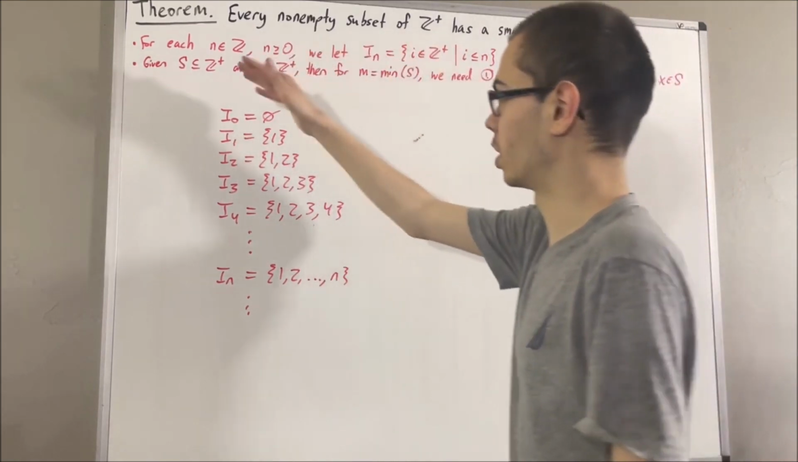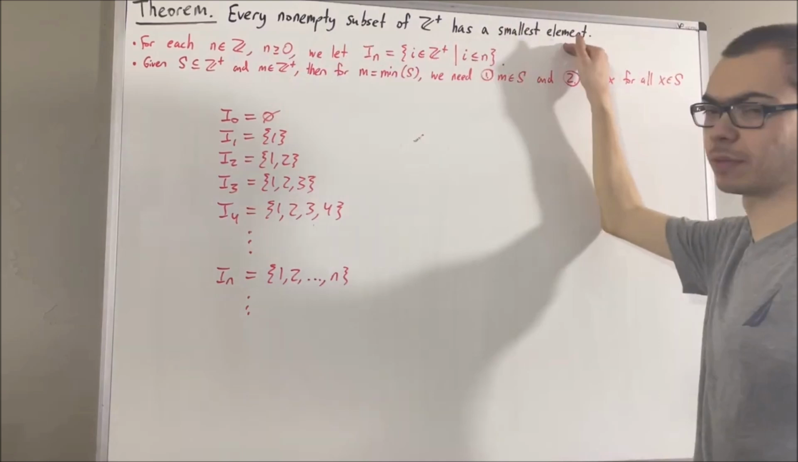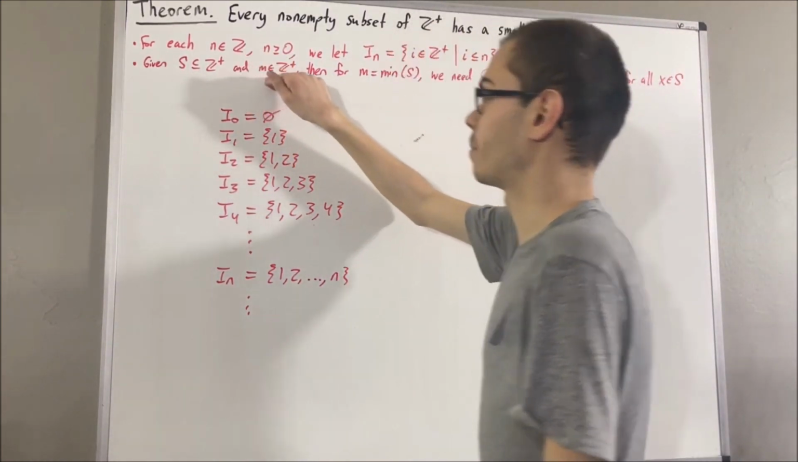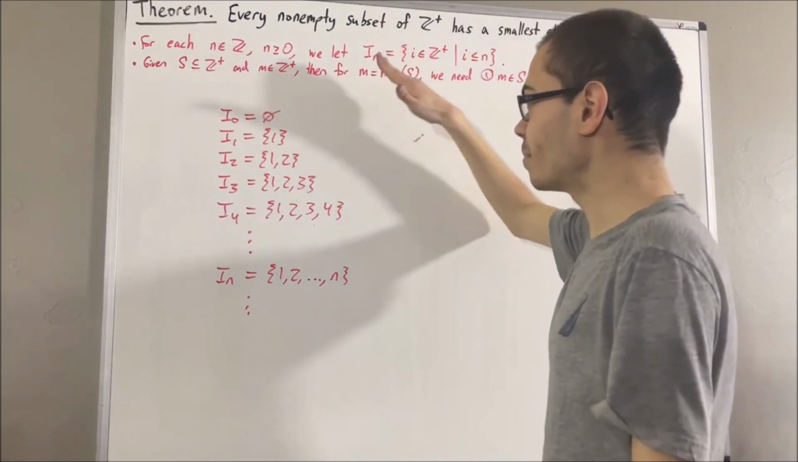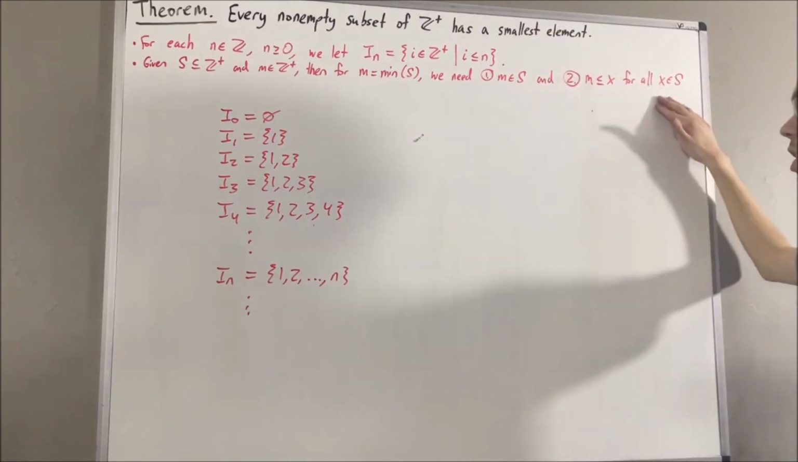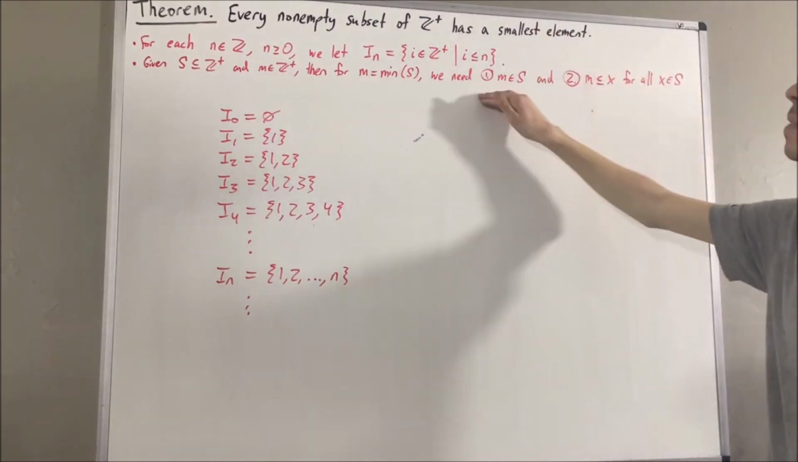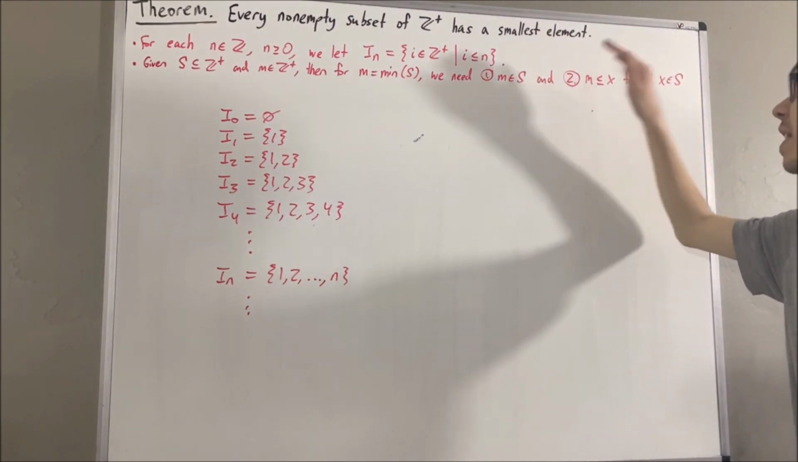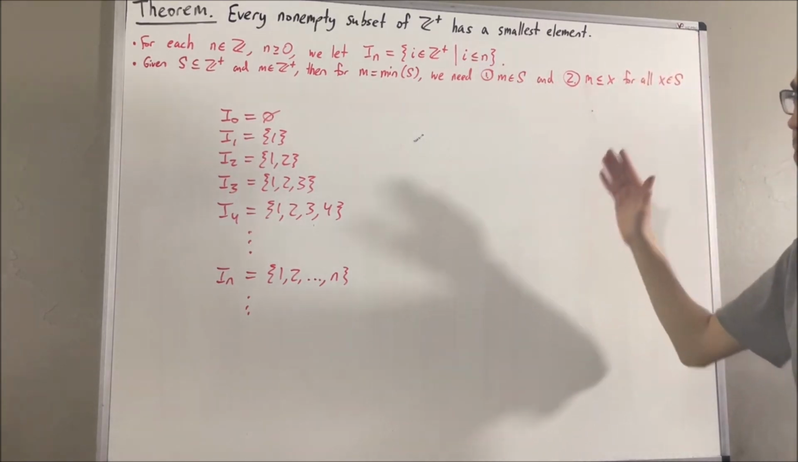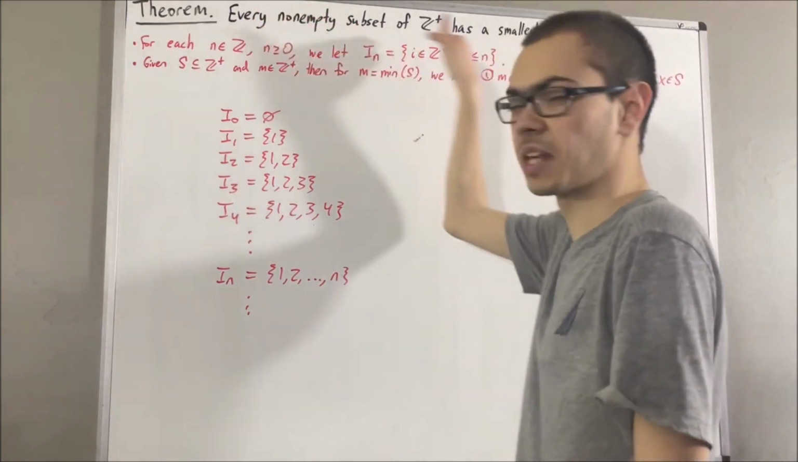Now, let's be really clear about what we mean by smallest element. Given that S is a subset of the positive integers, and M is a positive integer, then for M to be the smallest element of S, we need the following two conditions to be met. We need M to be an element of S, and we need every element of S to be greater than or equal to M. Okay, so now let's get into proving this theorem.